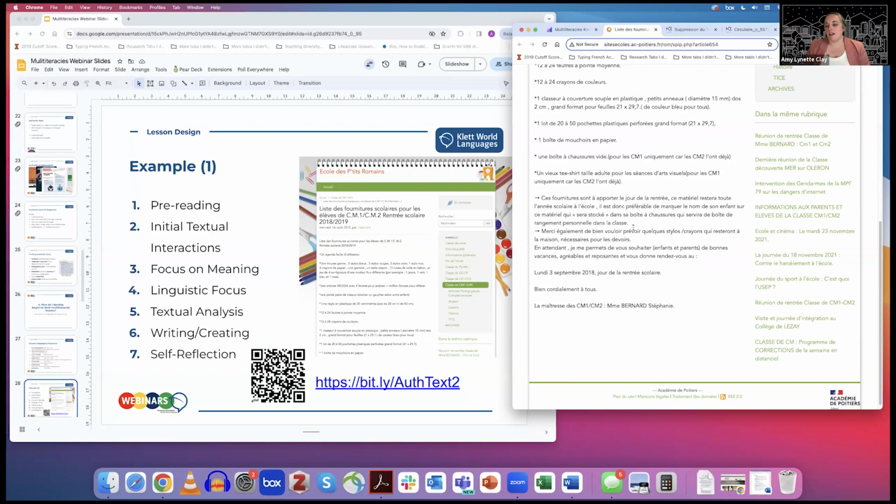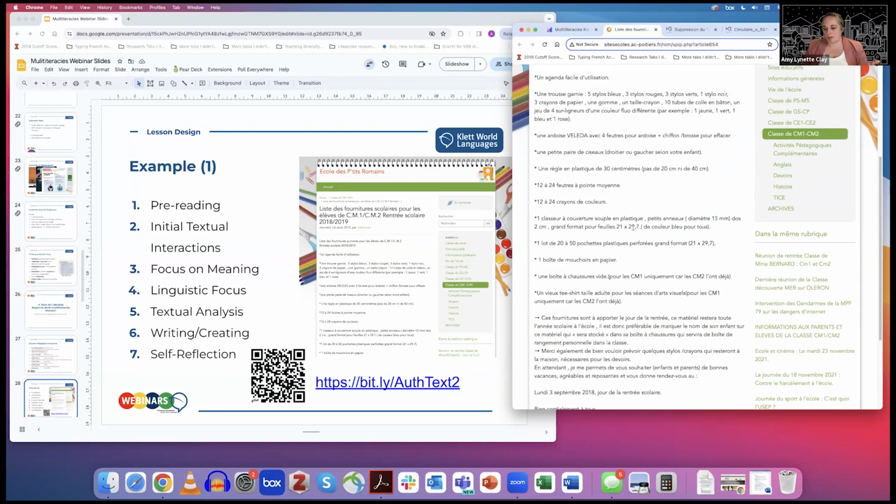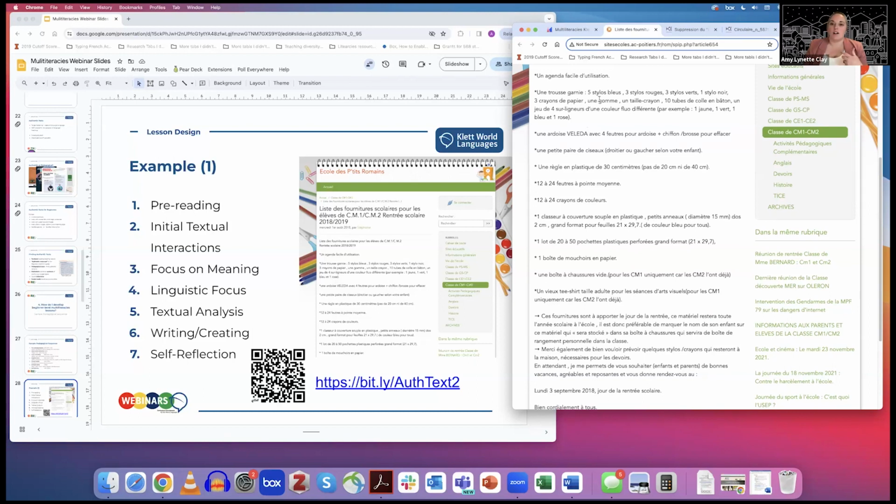Linguistic focus. So when I teach this, my linguistic focus tends to be building vocabulary for classroom objects, but maybe I want to ask my students to look for all of the adjectives and start to identify like which adjectives are masculine or feminine, or how do we do plural on things.